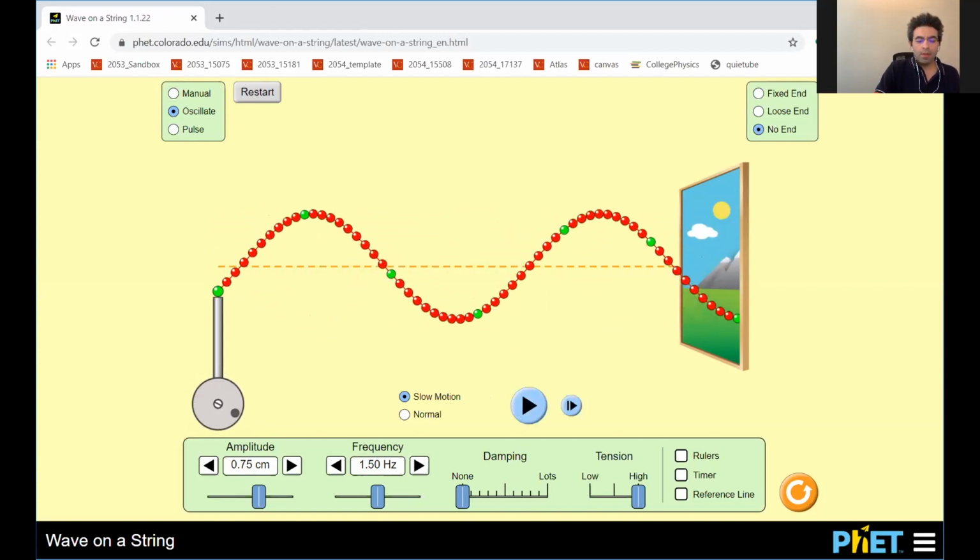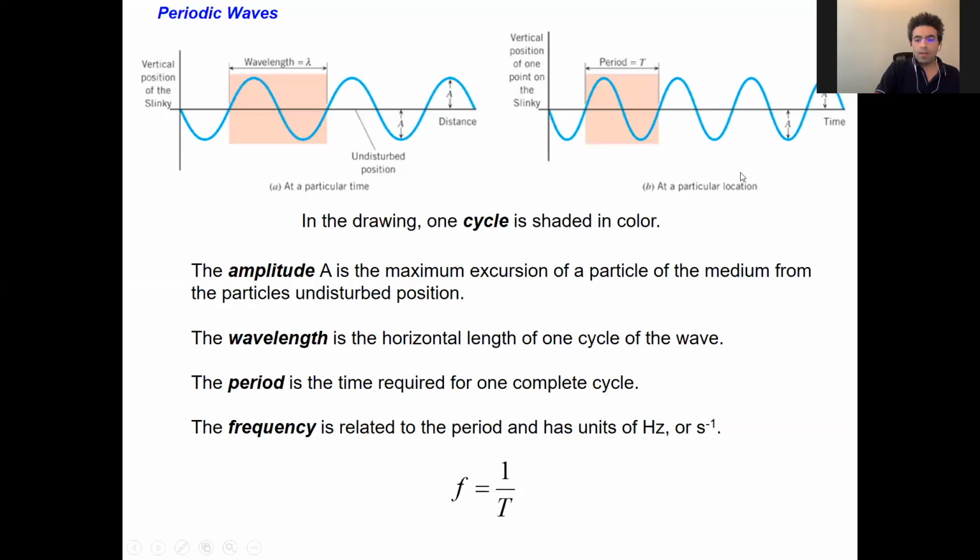This is the figure on the right, at a particular location, and I'm looking at the vertical position as a function of time. So the oscillations are a function of time at a particular location. I'm looking at one of the green balls, and at what's happening to the disturbance as a function of time.